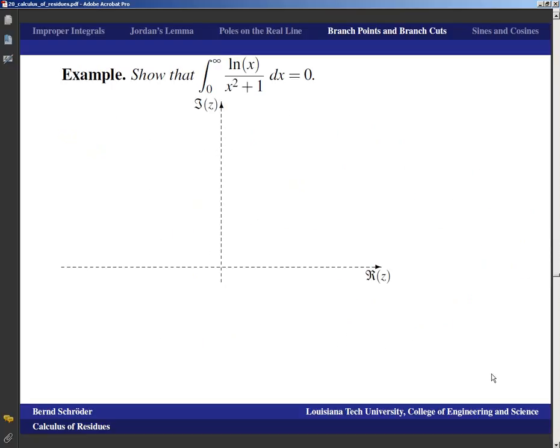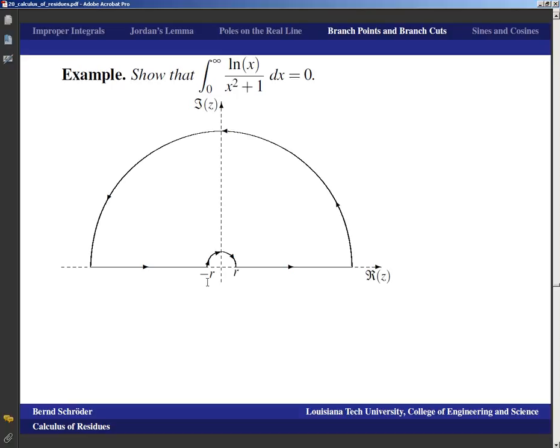So how do we do that? Well, we're going to do the same thing as before. We now have an integral from negative infinity to infinity. So we start at a large negative number, squeeze our way around the branch point at 0, then go back to a positive number, and then close it up with a semicircle.